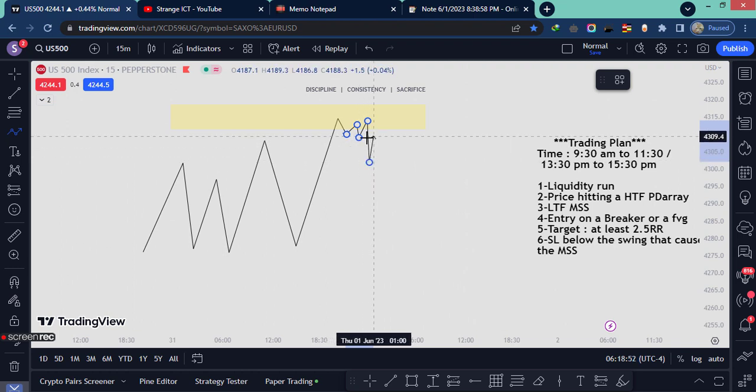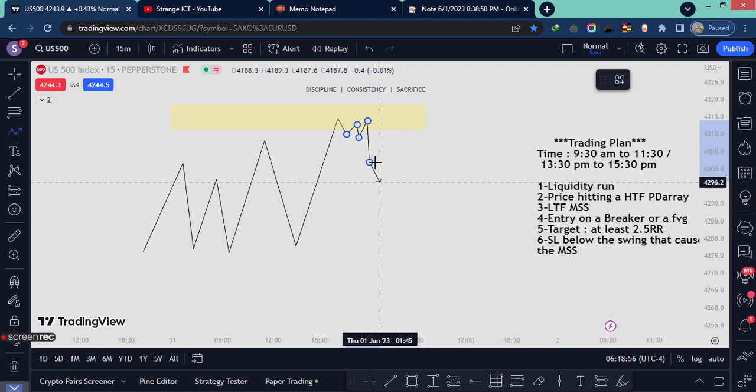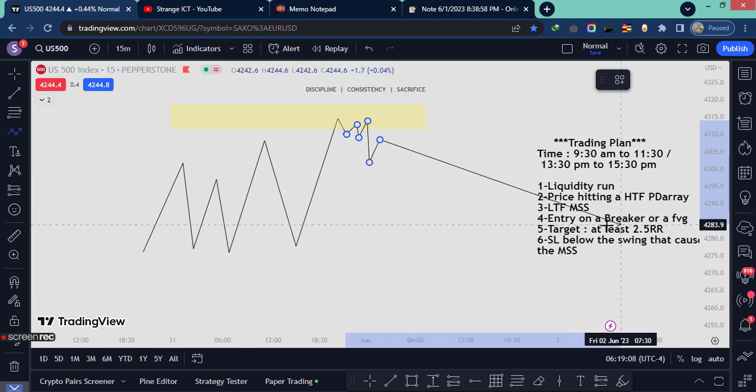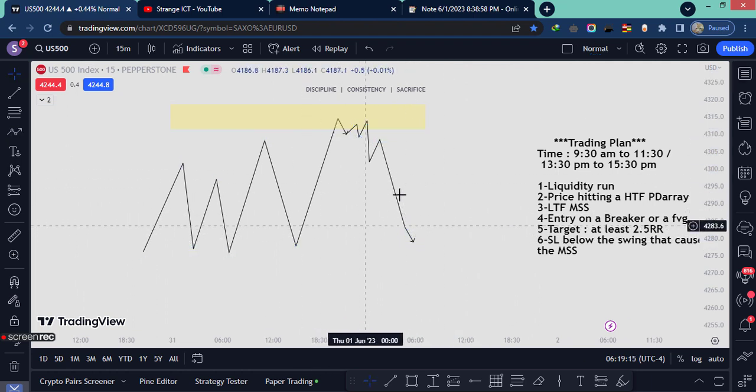Next thing, you want to enter either on a breaker or a fair value gap. So the first thing you want to enter on is a breaker. If you didn't see a breaker, then you can enter on a fair value gap right here and target at least 2.5 RR. Now I'm going to share with you some examples. So I know this is not pretty clean enough, so I'm going to share with you examples and you will understand this.